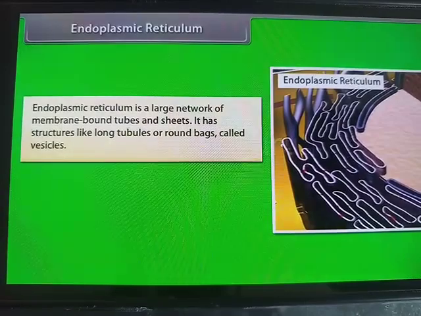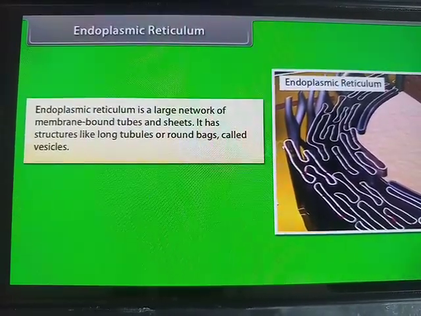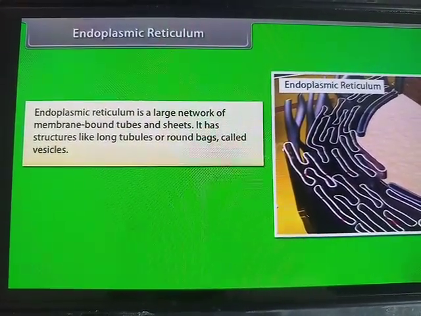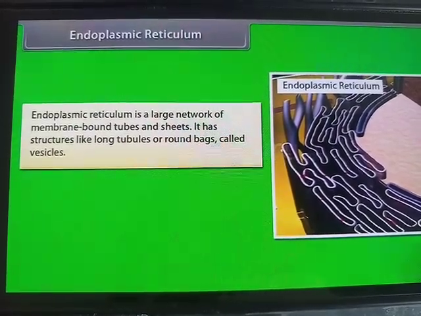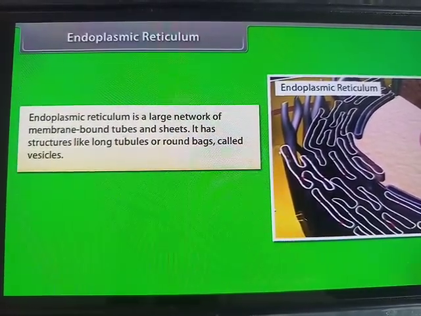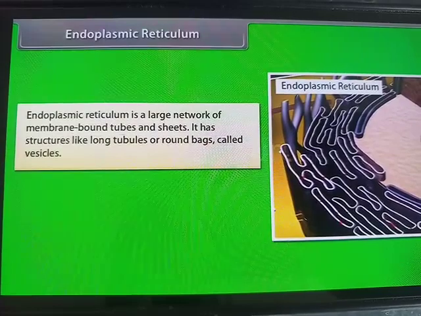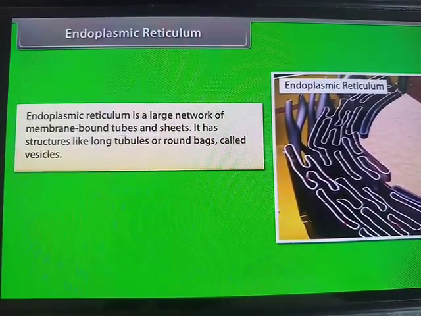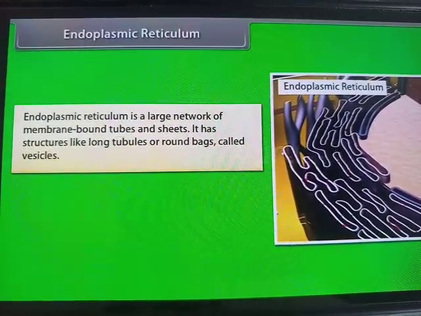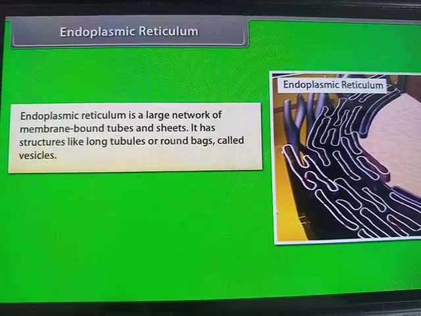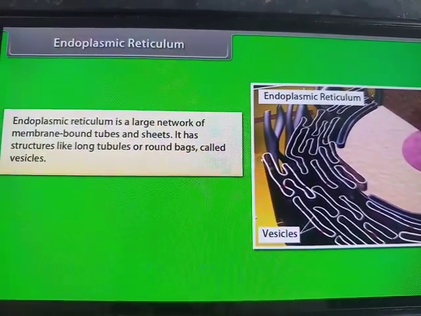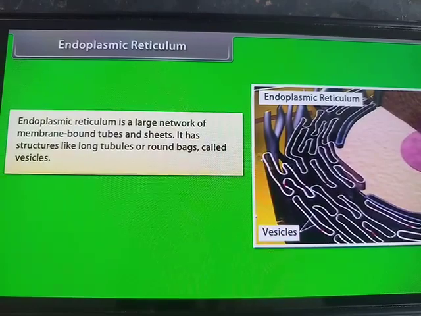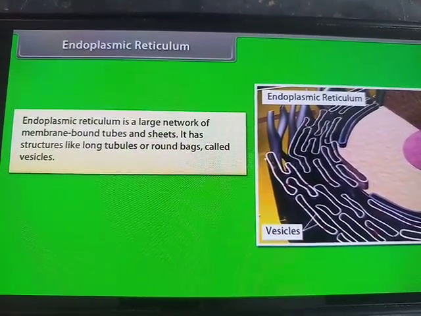This endoplasmic reticulum is a large network of membrane bound tubes and sheets. It has a structure like long tubules or round bags called vesicles. So remember these vesicles, which are round bag-like structures or long tube-like structures. You can see in the picture also the vesicle is mentioned. So these are long or bag-like structures.